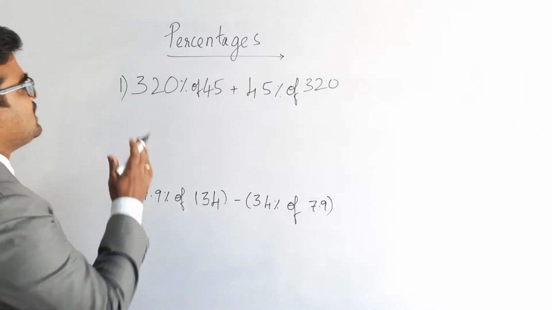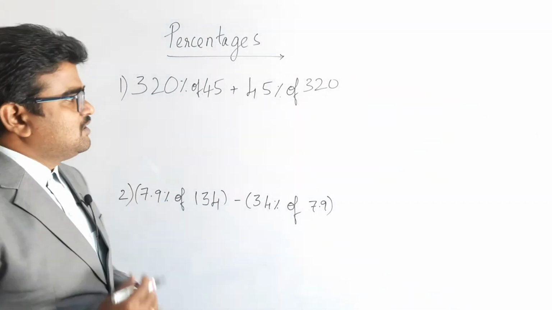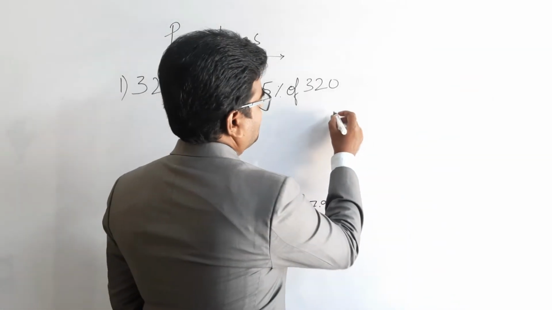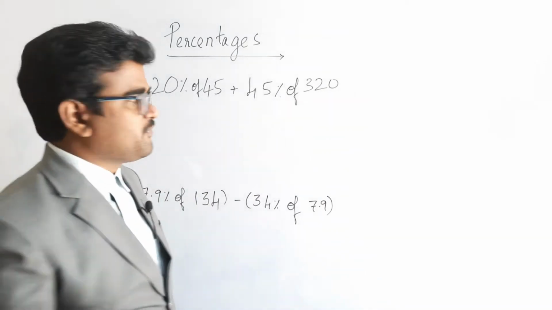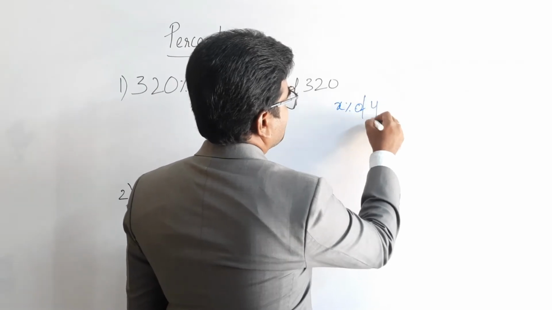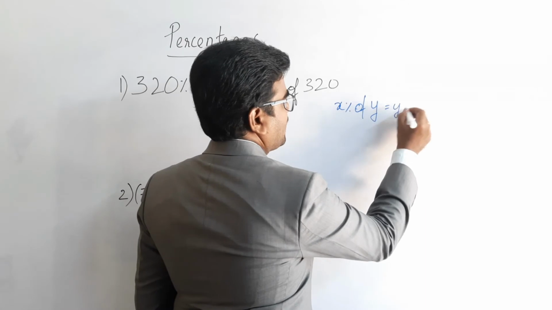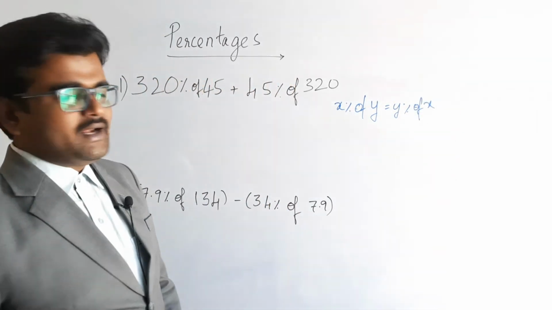What is 320% of 45 plus 45% of 320? Before going to that, I want to give a formula: x percent of y equals y percent of x. So how did you get that? Okay, let's have a proof.